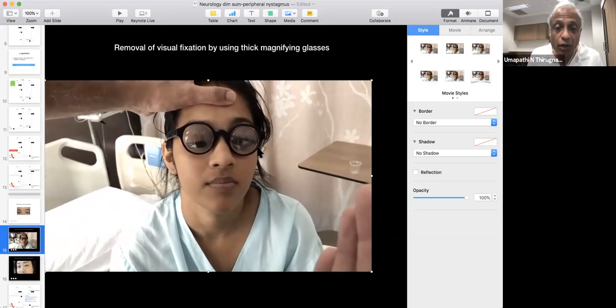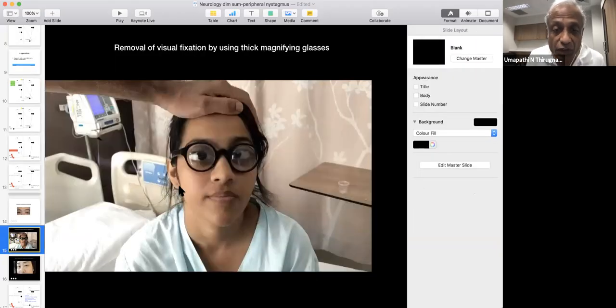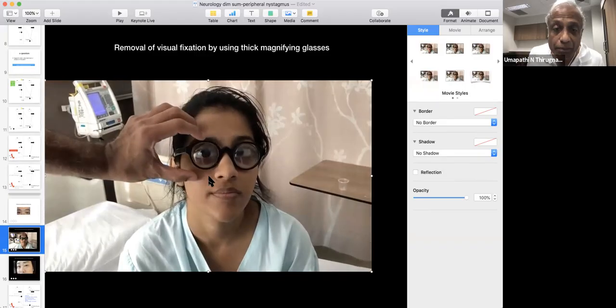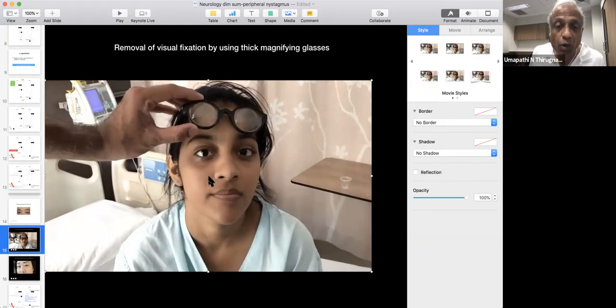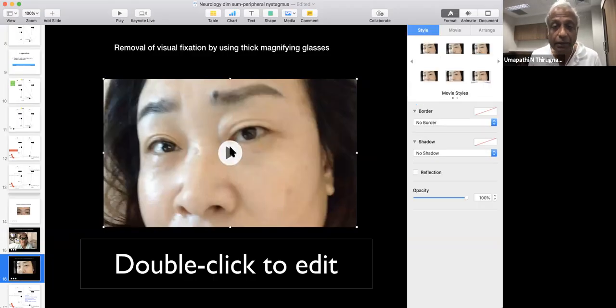Okay, so like Romberg sign, whenever you remove visual fixation, or make the person unable to see, the nystagmus becomes much more obvious. Okay, Romberg sign of the eye. So like this, the same thing here.